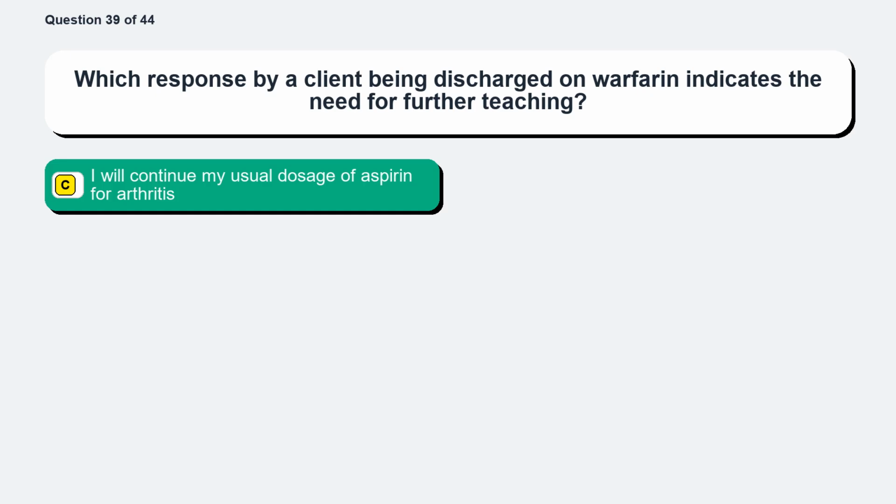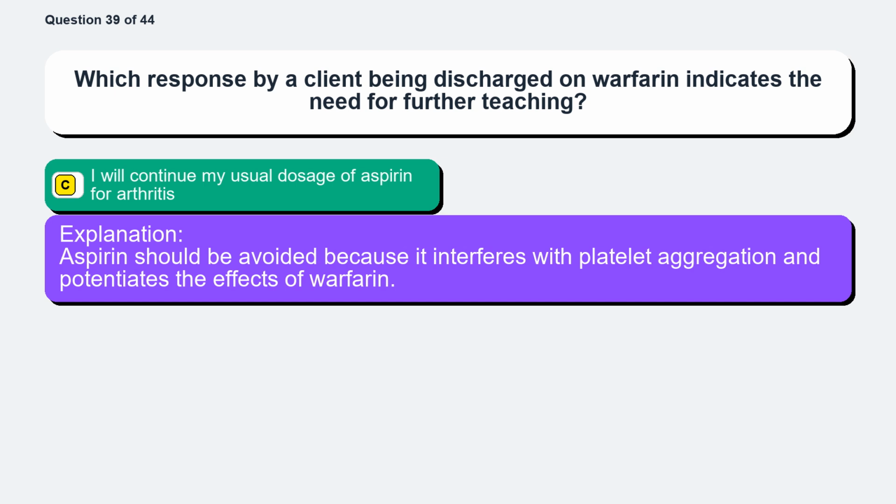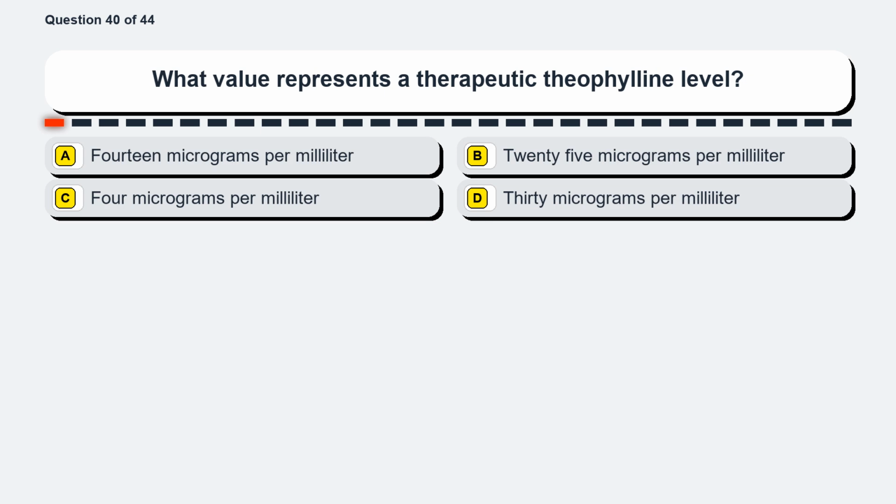The correct answer is option C. I will continue my usual dosage of aspirin for arthritis. Aspirin should be avoided because it interferes with platelet aggregation and potentiates the effects of warfarin. Question 40. What value represents a therapeutic theophylline level?